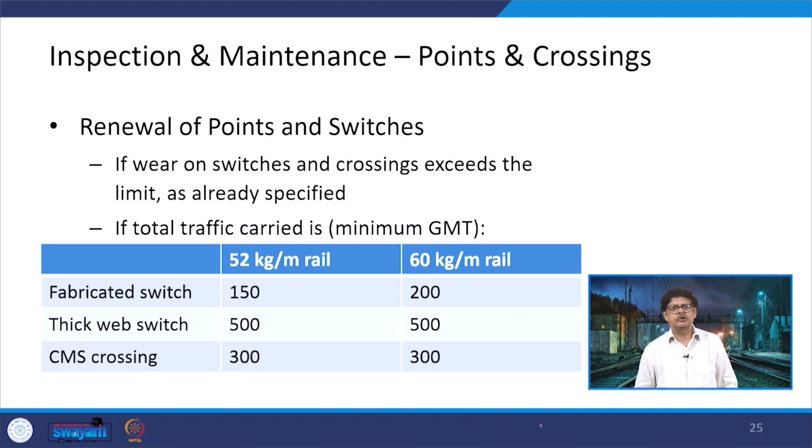If the wear on the switches or the crossings exceeds the limits which are already specified, then we have to go for the renewal of the points and switches. And another criterion here is the total traffic which has come on these points and switches. So, the minimum value which needs to be considered before going into the renewal of points and switches is given here in the case of the two rail sections, that is 52 kg per meter and 60 kg per meter rail section. So, it is fabricated switch, thick web switch or CMS crossings. The values range from 150 to 500. This is the range in gross metric tons.